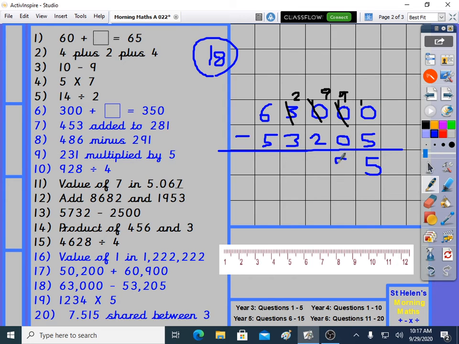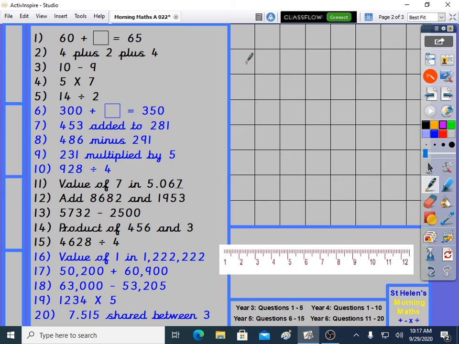9 take away 0 is 9. 7. 2 take away 3 we can't do. Get some help from the 6 in the 10,000s column. 12 take away 3 is 9. That 7 is awful. 5 take away 5 is a 0. Let's just fix that 7 because that looks more like a 3 to be honest. It's so messy. 9 take away 2 is 7. I'm checking this carefully. Haven't made a mess of it. Okay, 9,795.